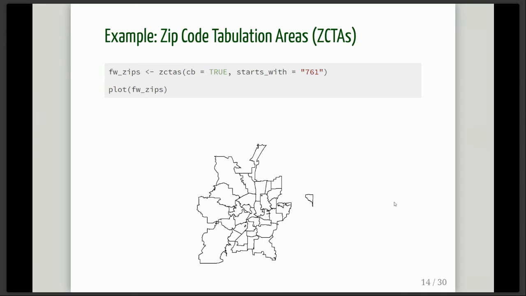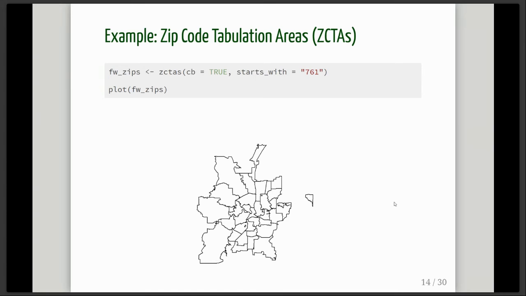Additionally, tigris has various functionality to make it easier to retrieve the data that you want for various census data sets. For example, if you want zip codes for a specific area. Now, as I mentioned before, zip codes in some cases cross state lines. And so the Census Bureau only makes zip codes available for the entire United States. You have to pull in the entire file.